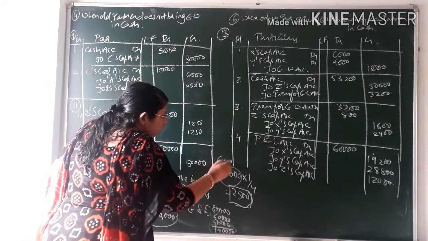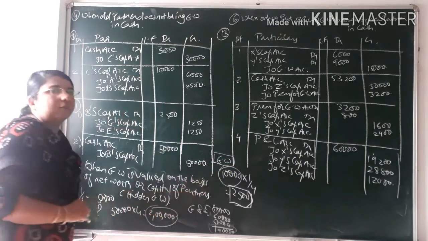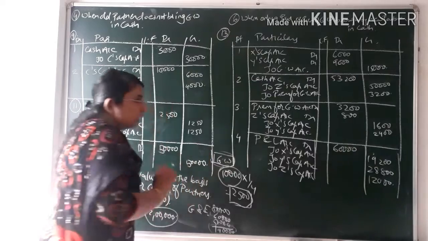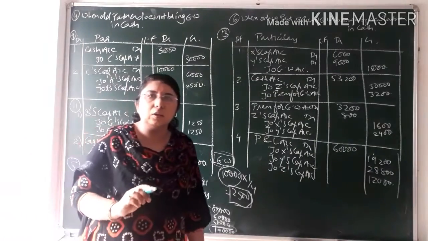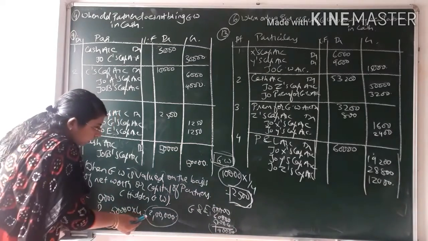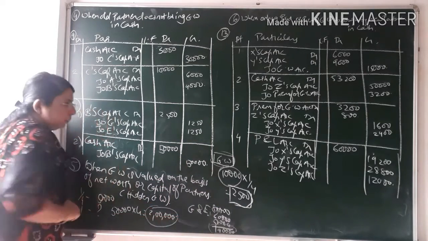This is the amount of goodwill. This is the hidden goodwill that we have found out. Okay, understood? This is the main important point, that is hidden goodwill. Directly the value of goodwill is not given to you in the question. We have to find the value of goodwill by finding the difference of these two values of capital.